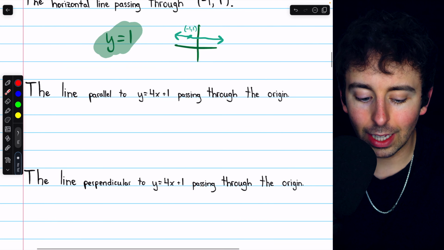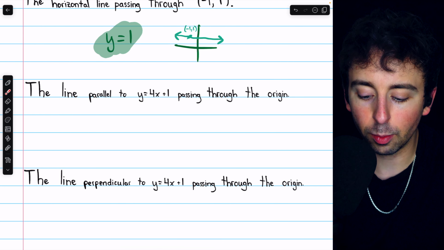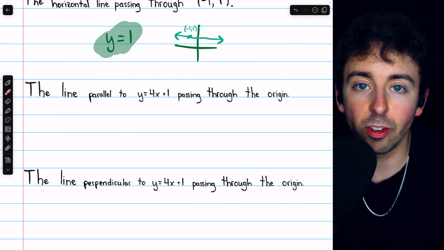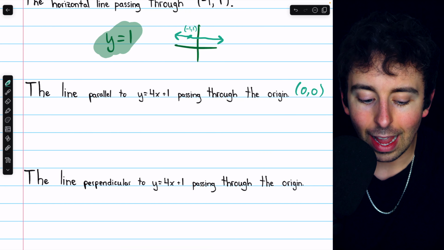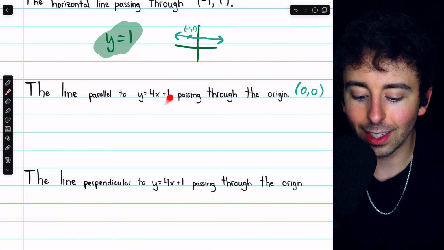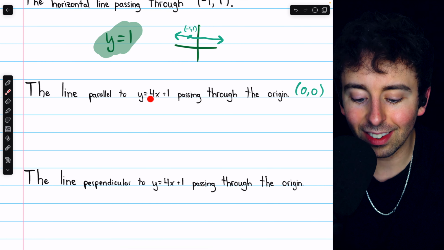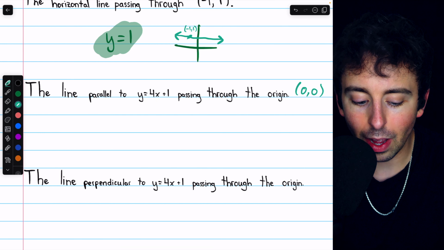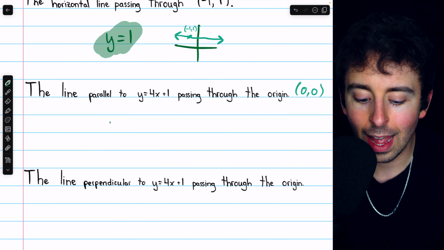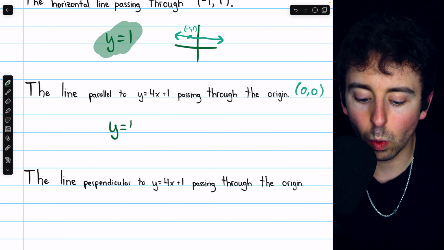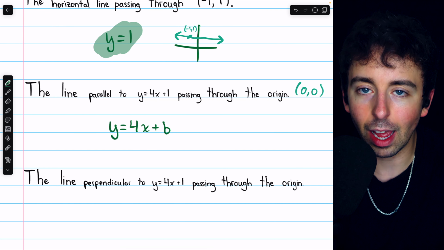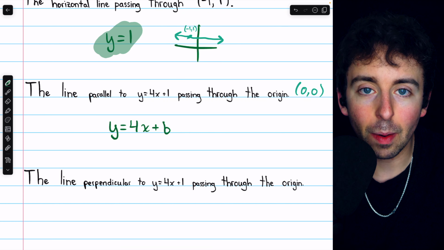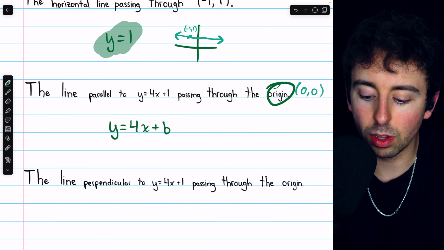The line parallel to y equals 4x plus 1 passing through the origin. Remember that the origin is the point 0, 0, and if our line is going to be parallel to this one, then its slope must be the same. The slope of this line is 4, so the slope of our line must also be 4. Hence, the equation must be y equals 4x plus the y-intercept.